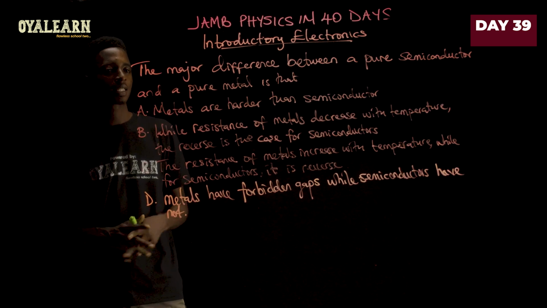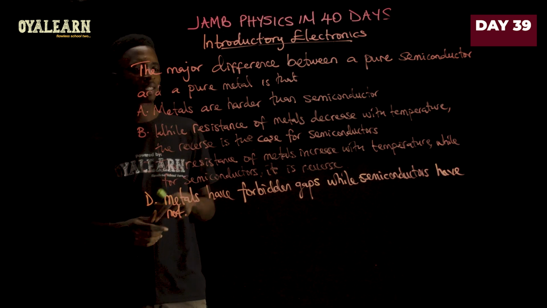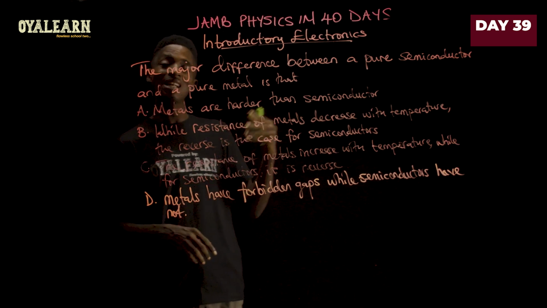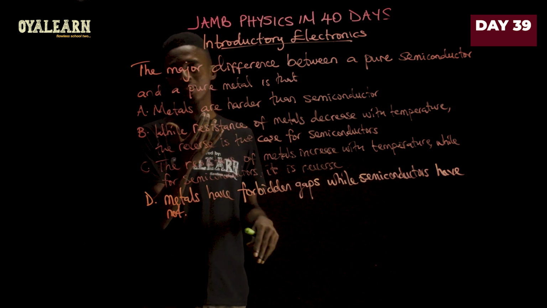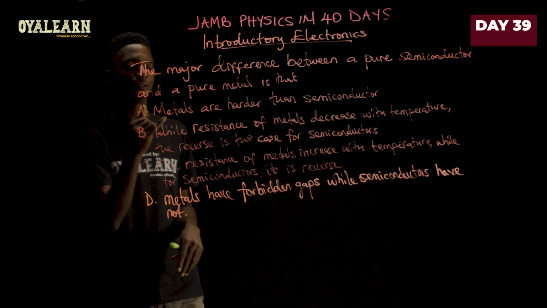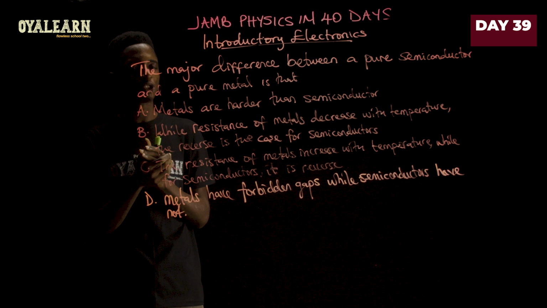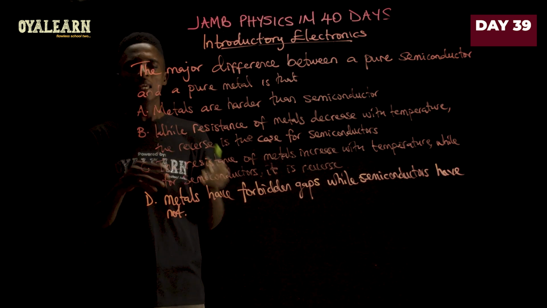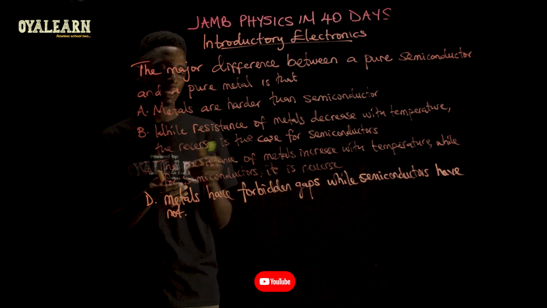This question says the major difference between a pure semiconductor and a pure metal is that, now option A says metals are harder than semiconductors. Now many people easily pick this option but there are a few things that are wrong there. Number one, it is not a major difference between them. Because the question says the major difference, even though we can consider it as a difference, it is not the major one in this case.